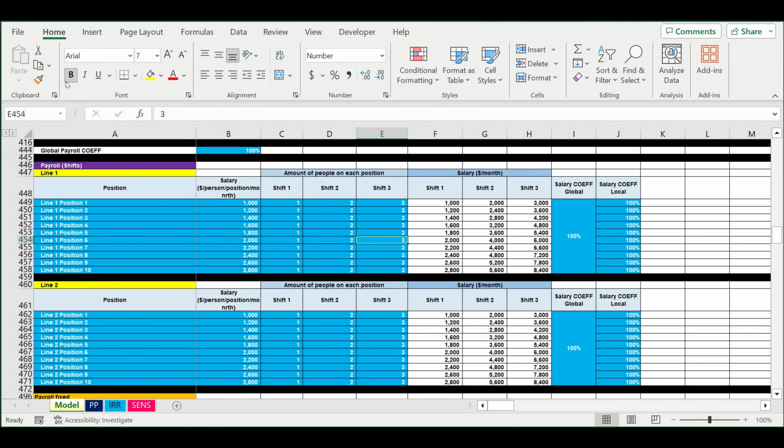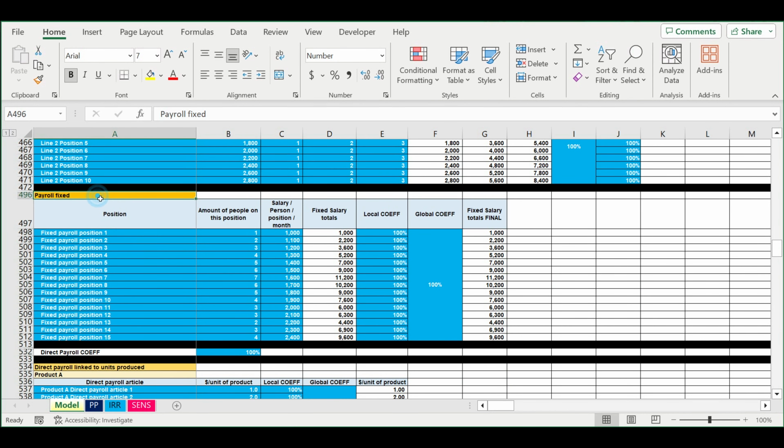Next step is payroll. First part of payroll is shift payroll. For each manufacturing line, we have a list of positions, salaries per person on each position, and an amount of people on each position, in case of working 1, 2, or 3 shift scheme. Then we add local and global coefficients for future scenario play.